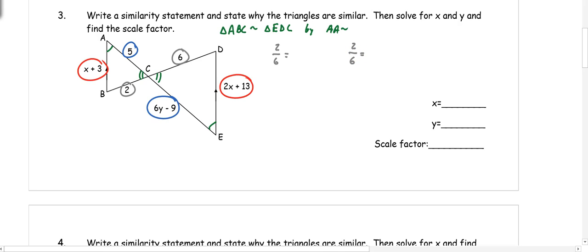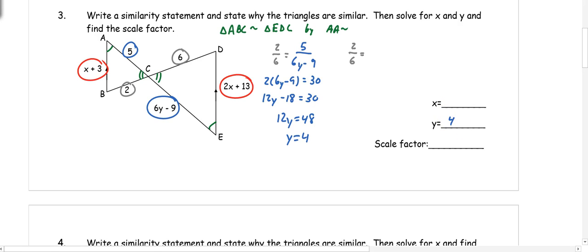So to solve for y, we would put 5 over 6y minus 9, and we're going to cross multiply. So we get 2 times 6y minus 9 equals 30. We're going to distribute the 2, so 12y minus 18 equals 30. Add 18 to both sides, so 12y equals 48. Divide, and we get that y is 4.